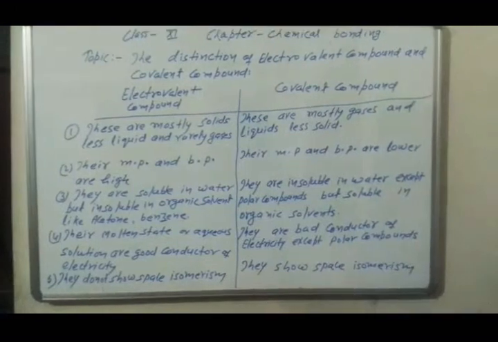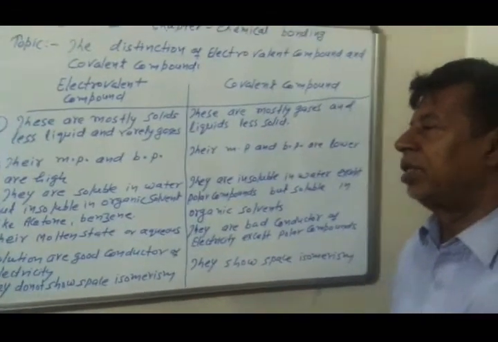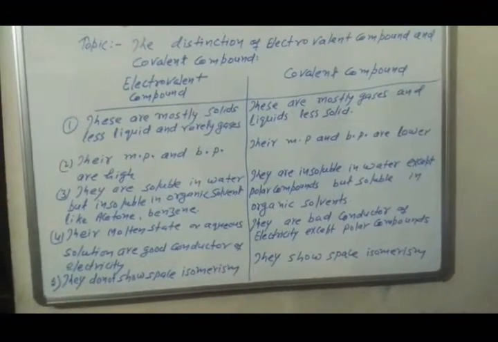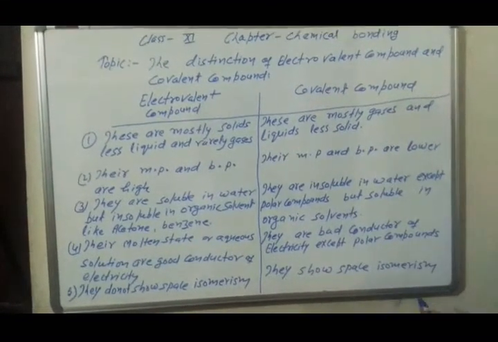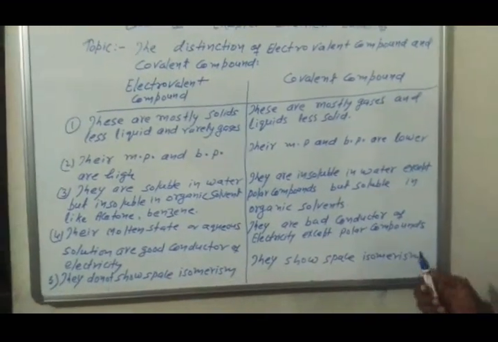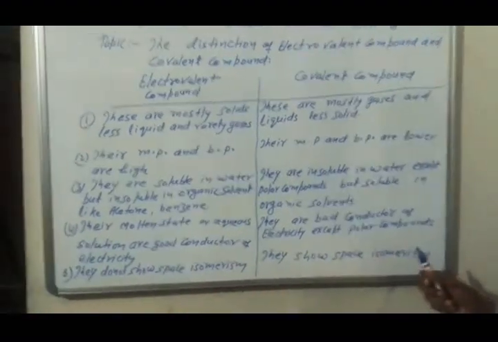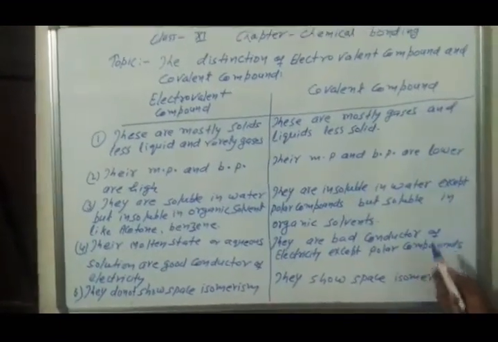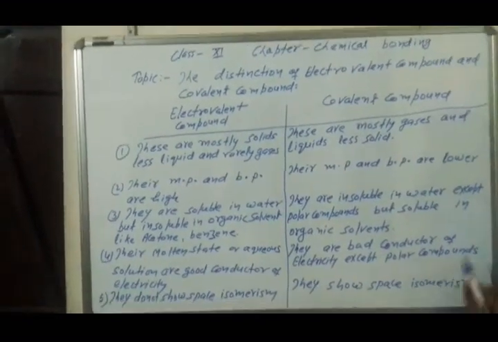In non-polar covalent compounds, no ion formation takes place, and in solution the carriers of electric current are the ions, so because there are no ions here, it is a bad conductor of electricity. While polar compounds having covalent bonds are good conductors of electricity in aqueous solution because they furnish ions in the water.